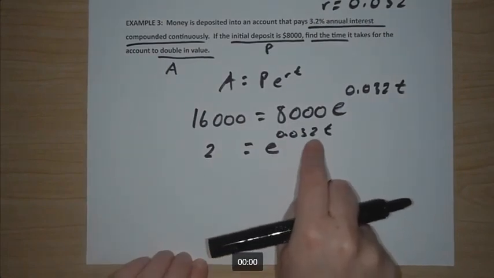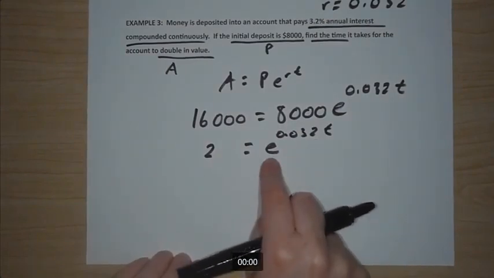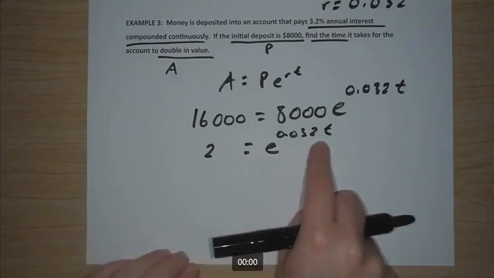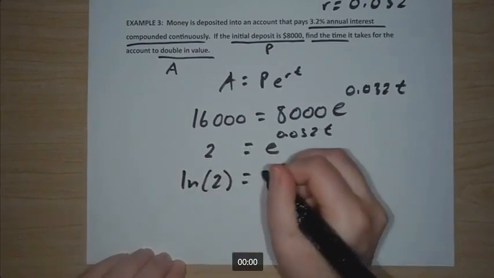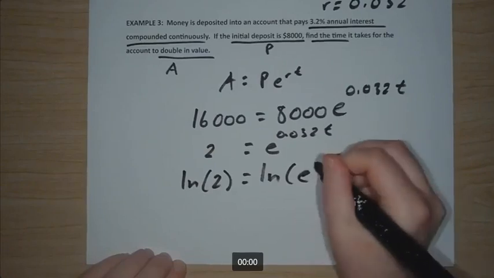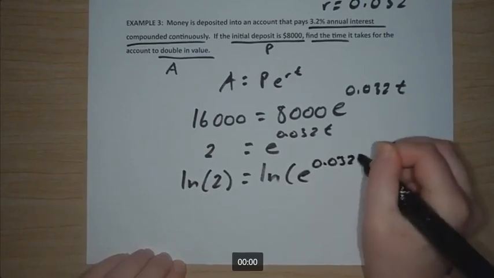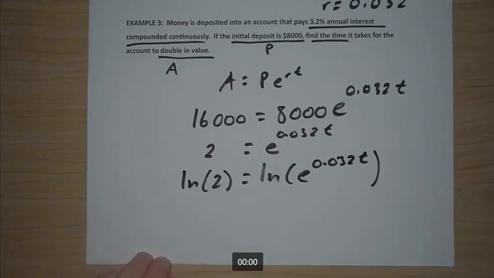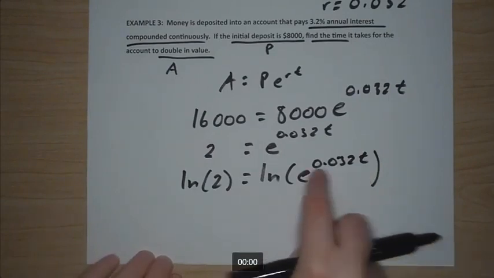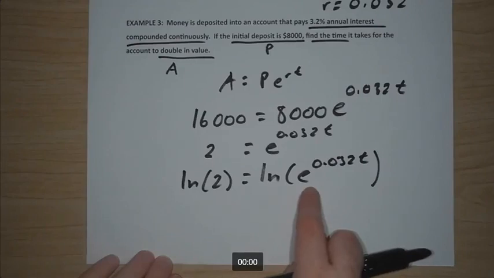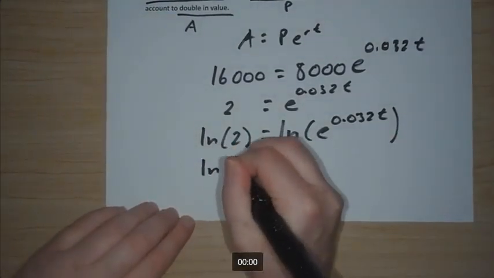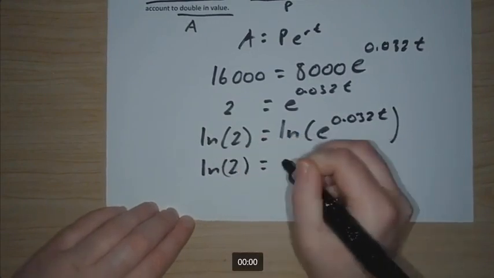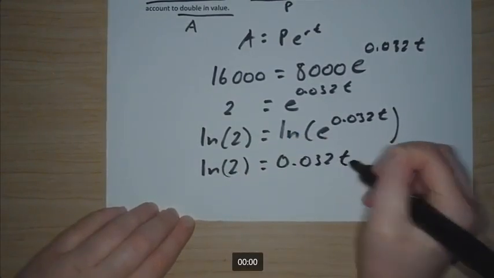And now we need to bring down this exponent. And since our base is e, we're going to take the natural log of both sides so that we can take down this exponent. So we have ln of 2 is equal to ln of e to the 0.032 times t. And there's a rule that if you have an exponent, you can bring it over to the front. And then ln of e is simply just 1. It essentially cancels out. So in essence, we have ln of 2 is equal to 0.032 times t.